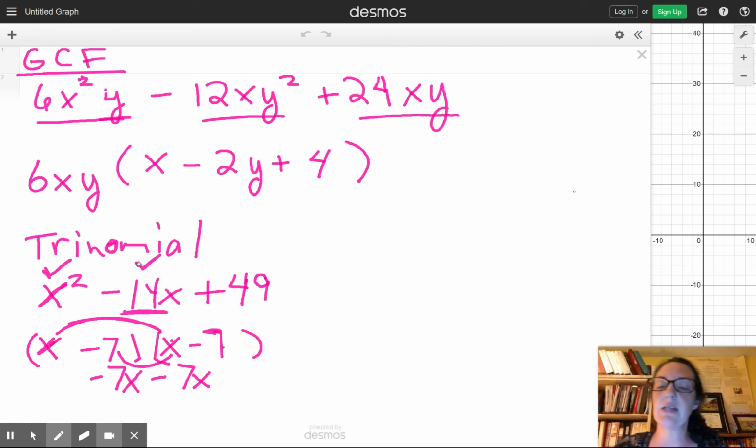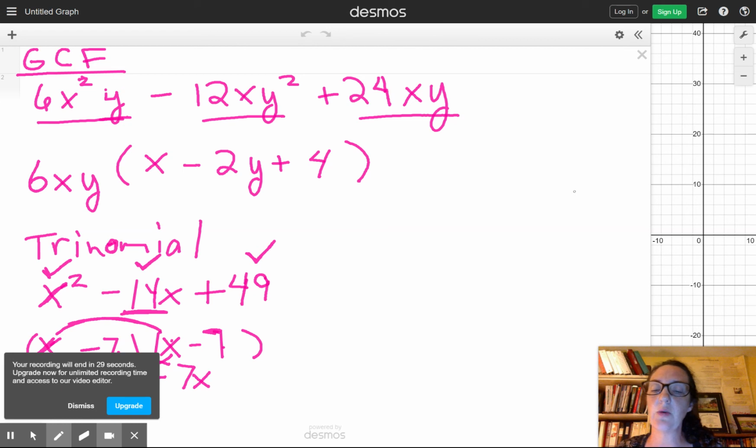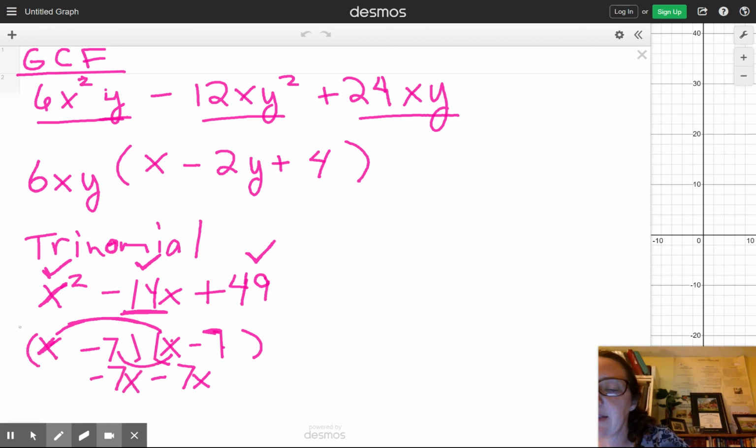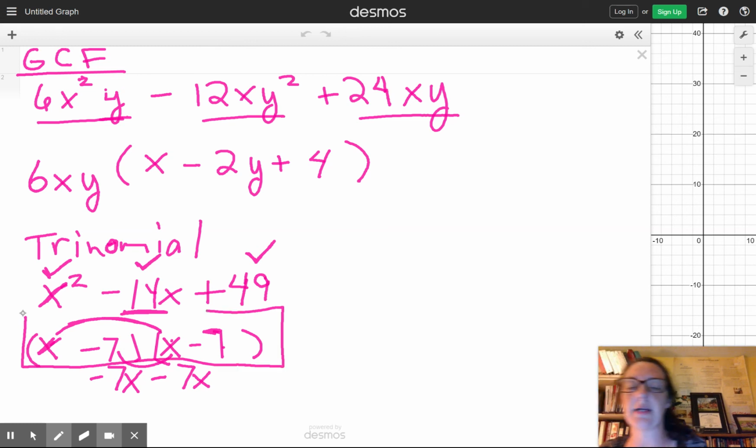And then negative 7 times negative 7 is positive 49. Negative times negative is always a positive, so that checks out. We have factored it correctly. So the answer is this factorization, x minus 7 times x minus 7.